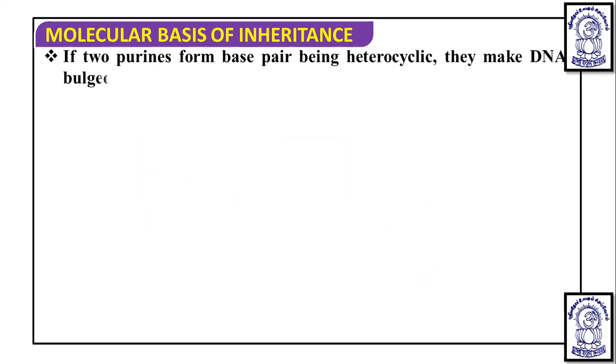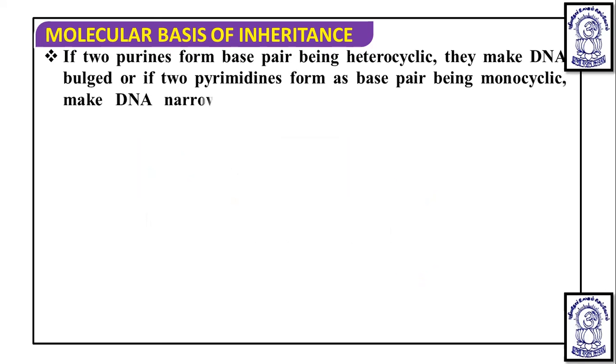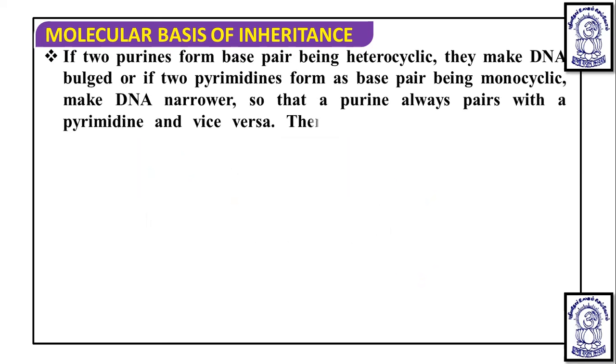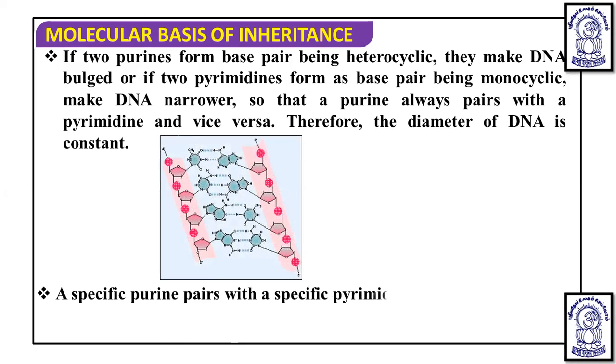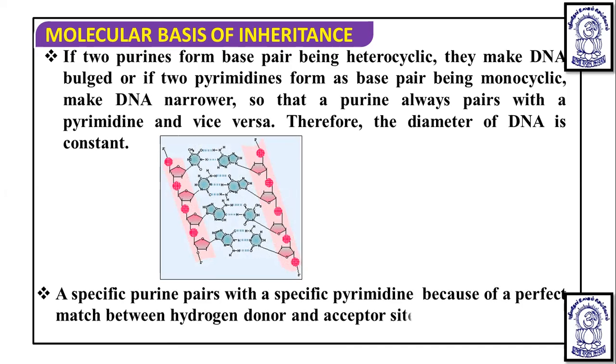Now, if two purines form a base pair, being bicyclic, then the DNA bulges, or if two pyrimidines form a base pair, being monocyclic, the DNA becomes narrower. So this is the reason why purine and purine cannot be base paired, or pyrimidine and pyrimidine. A purine always pairs with a pyrimidine and vice versa. Therefore, the diameter of DNA remains constant. If purine and purine start pairing, the diameter may vary. A specific purine pairs with a specific pyrimidine because of the perfect match between the hydrogen donor and acceptor sites on the two bases, so there is a perfect pairing.